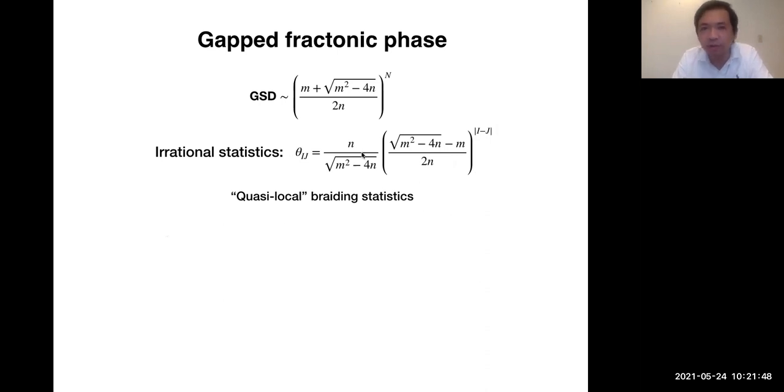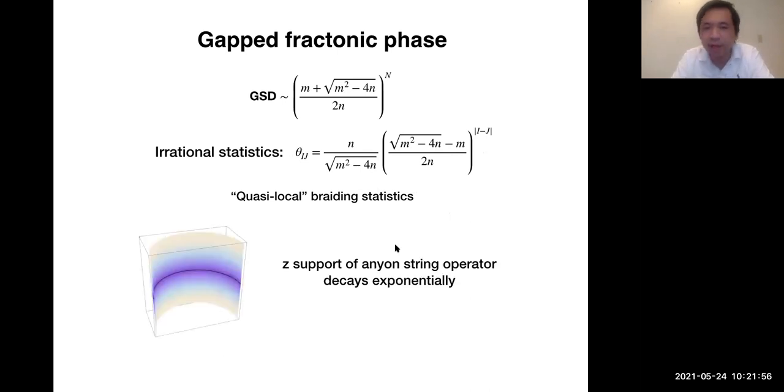Okay. And it's also generally irrational in the thermodynamic limit when we take n to infinity. And the physical reason for this to happen is that the actual string operators, if you think of the string operators that create and move these excitations in real space, they are actually not strictly localized in one layer. They actually have a tail that spreads in the z direction. Okay? And this z support of the string operator, the exponentially decaying support of the string operator, gives you this somewhat unconventional braiding statistics.